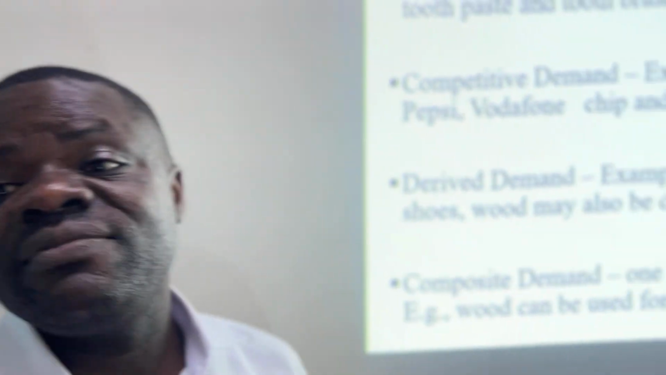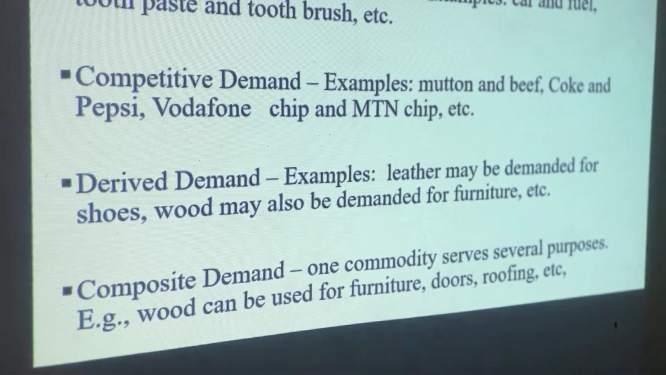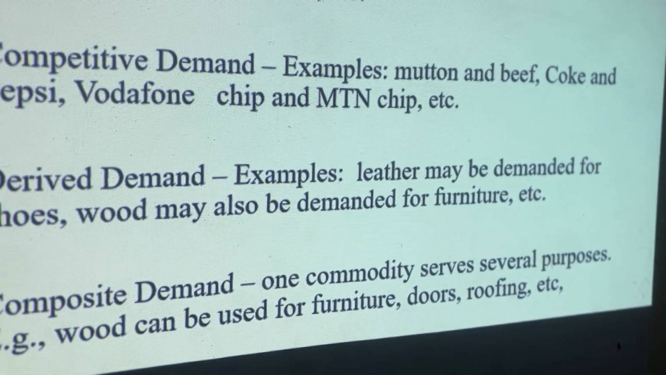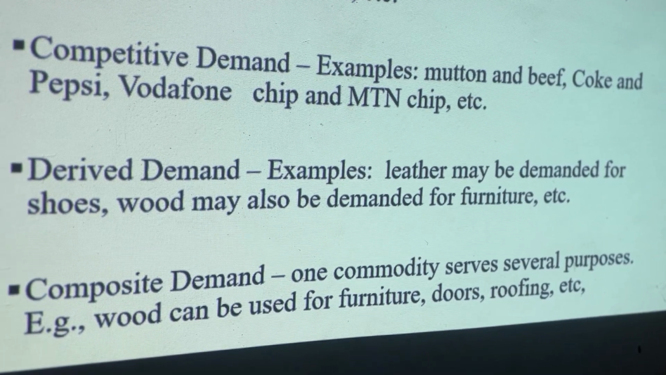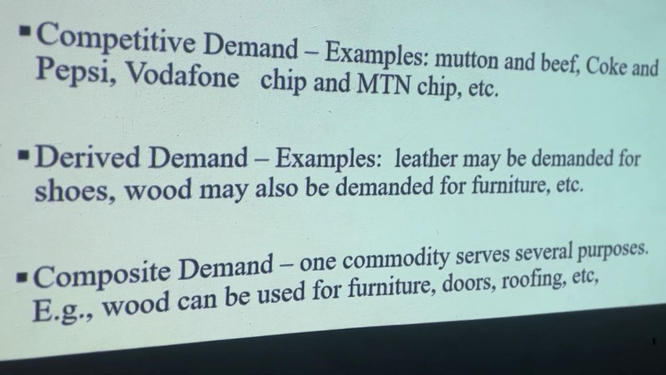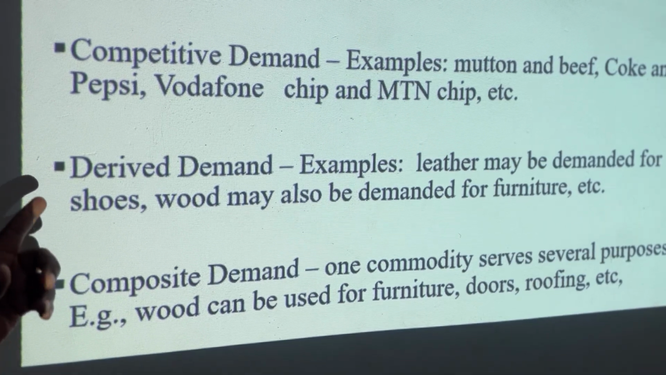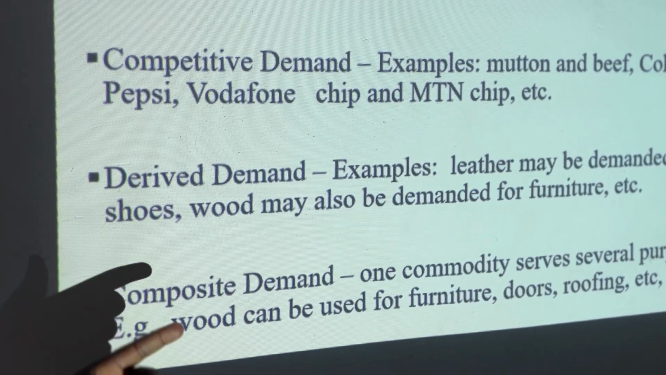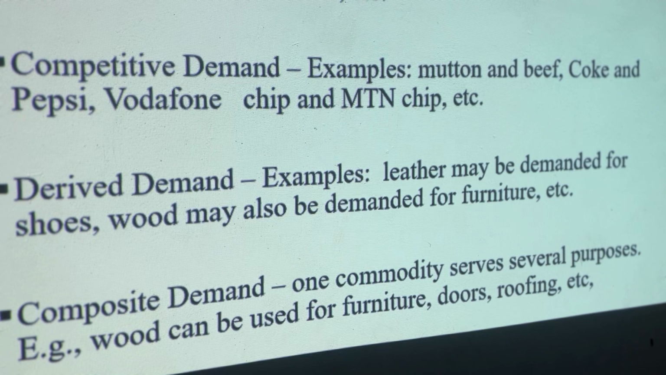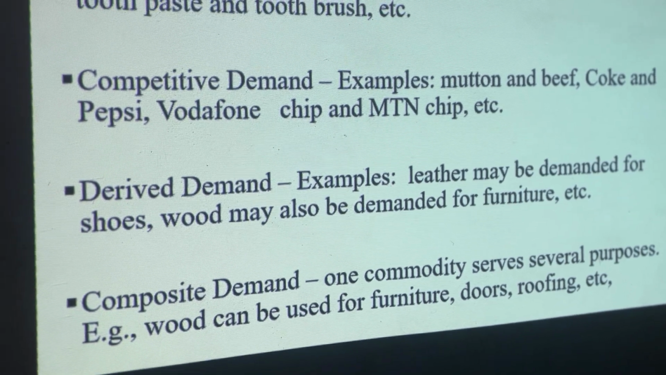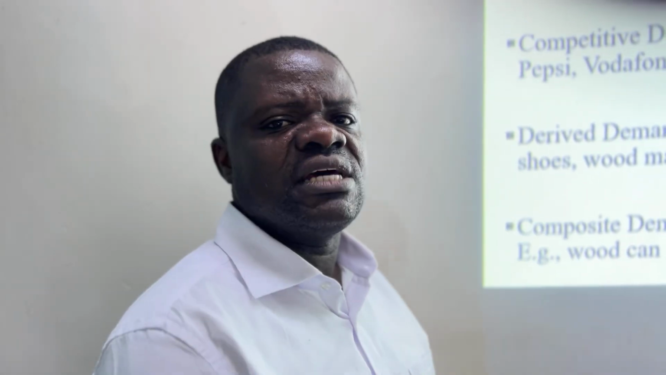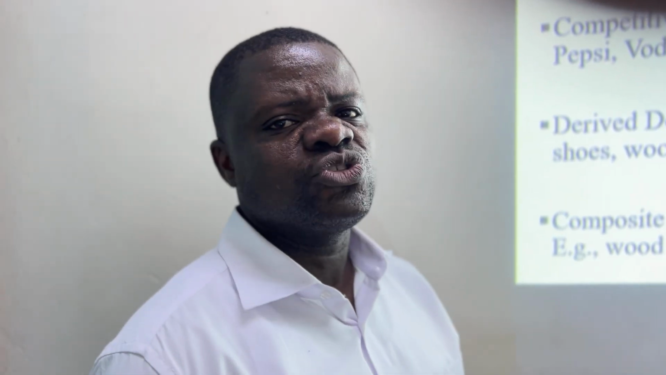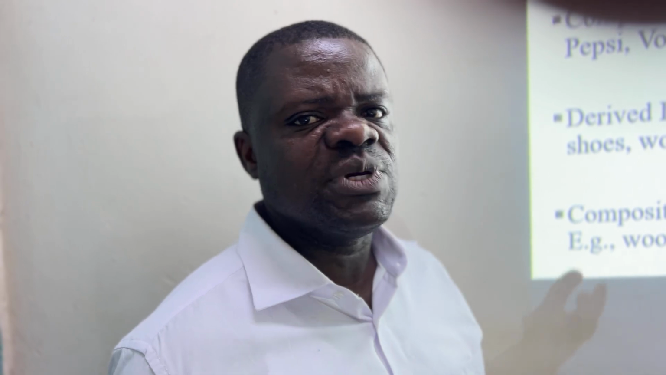And then we have derived demand. Derived what? Demand. Derived demand means that the demand for one necessitates the demand for the other. Demand for one will definitely cause us to demand the other commodity. And I would say that derived demand normally relates to raw materials, in order to obtain what you want.